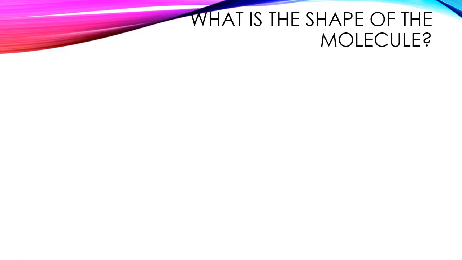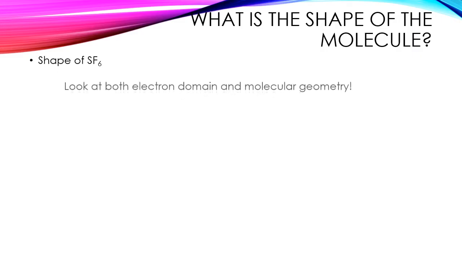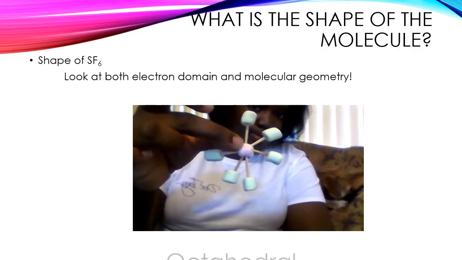So the first step of the polarity problem is to determine the shape of the molecule, which you've done a couple of screens back. We saw that, based off of the bonding electron domains, the shape of the molecule for both the electron domain and molecular geometry is octahedral. Keep in mind that you do want to look at both electron domain geometry and molecular geometry when determining the shape of the molecule, for the purpose of determining whether the molecule is polar or nonpolar.